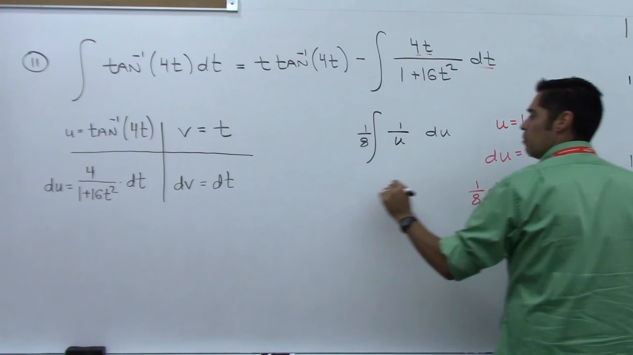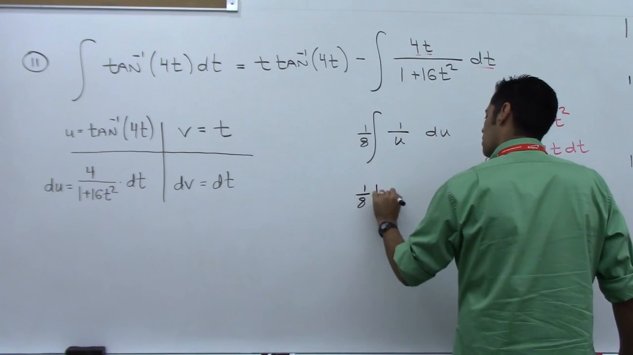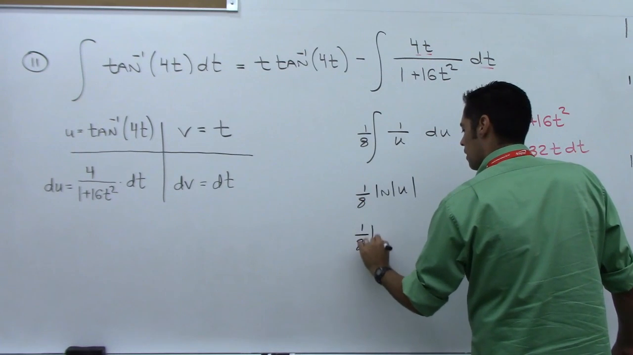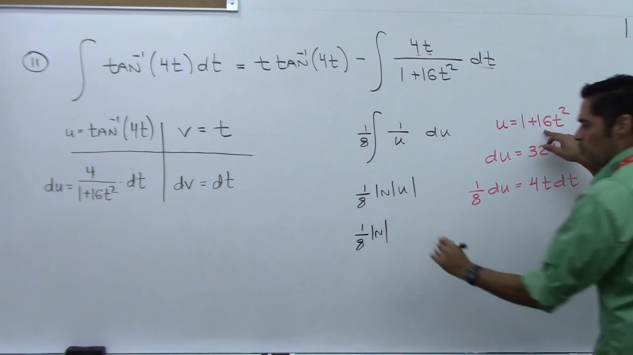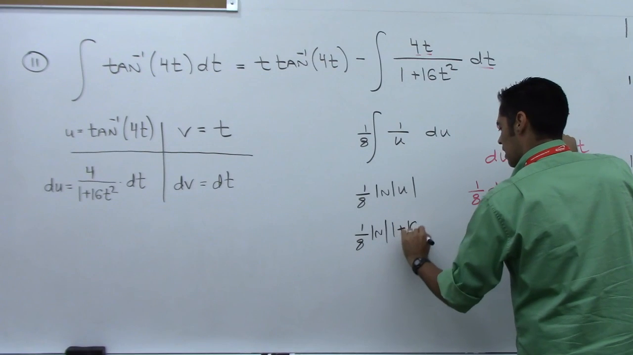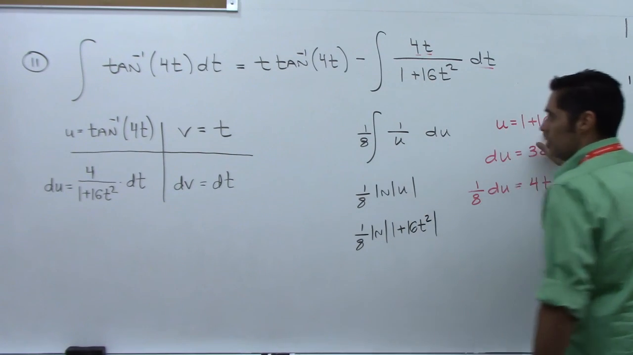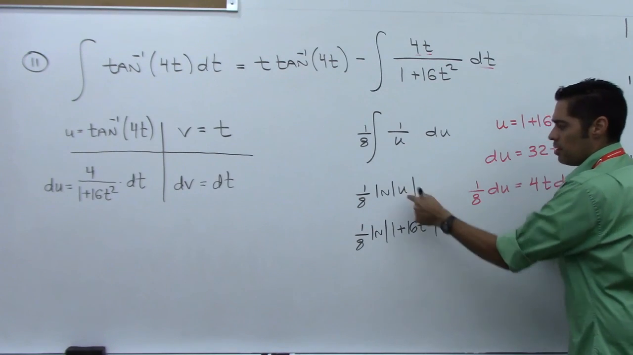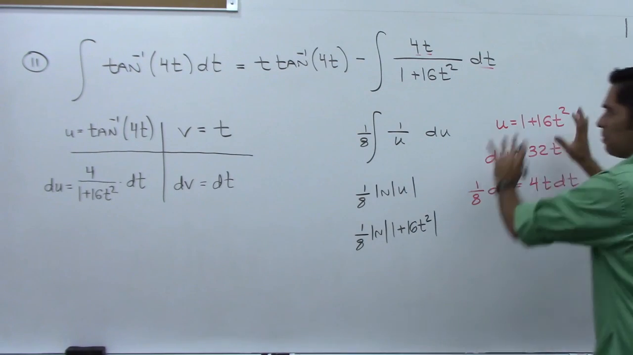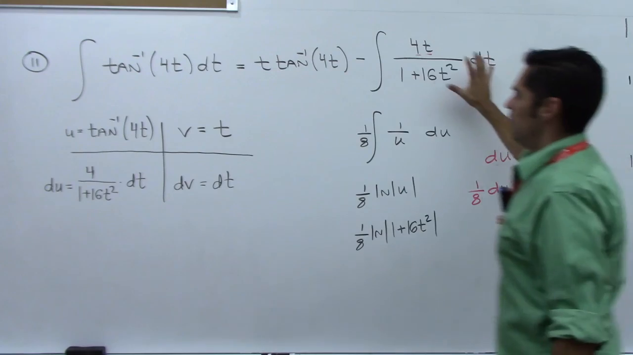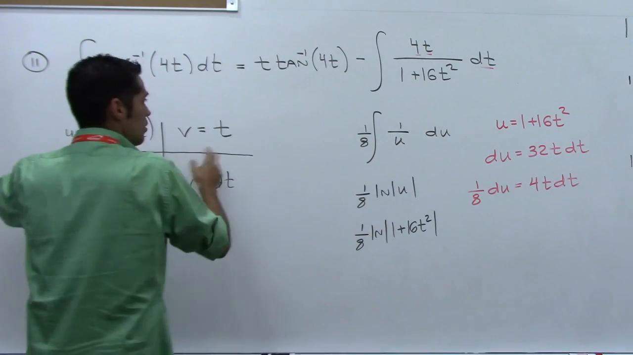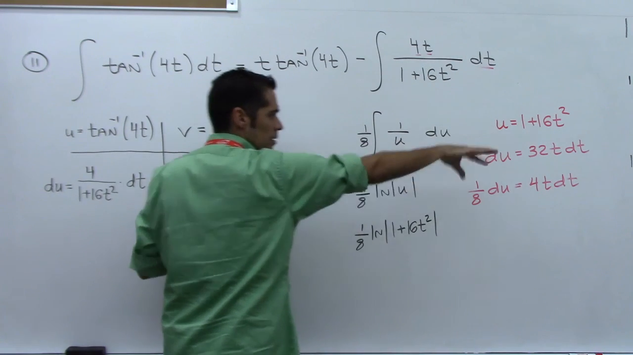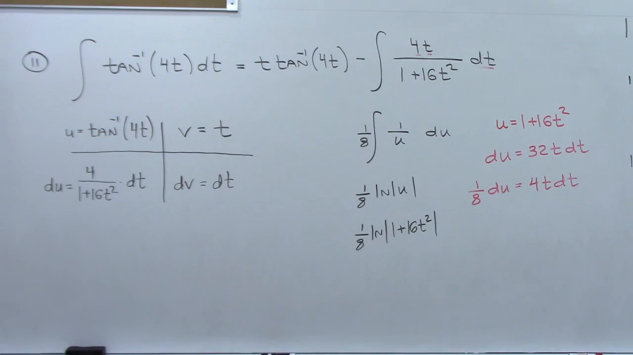And the antiderivative of 1 over u is natural log. So natural log u. And then that's equal to 1/8 natural log of u, but u is 1 plus 16t squared. So I know that this integral is going to become this. Just don't confuse the u here with the u there, because this was a different substitution. This right here was to get us the integration by parts formula, and then that was a new integral, so I could do any new substitution I wanted to.